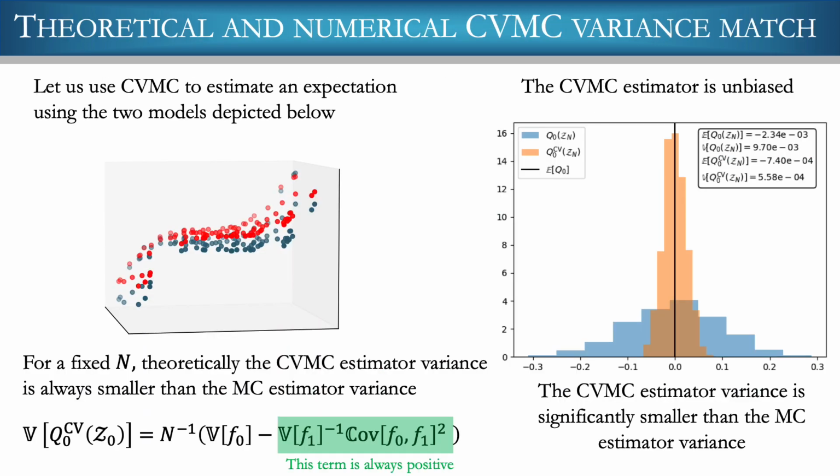For a fixed number of samples n, the control variate estimator variance is always smaller than the single fidelity Monte Carlo estimator variance that uses just one model. This can be seen by noting that the term in green is always positive. The plot on the right demonstrates this property numerically.